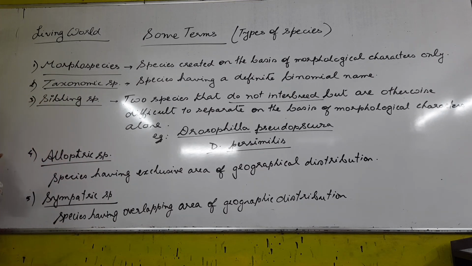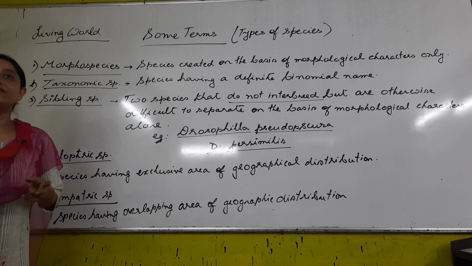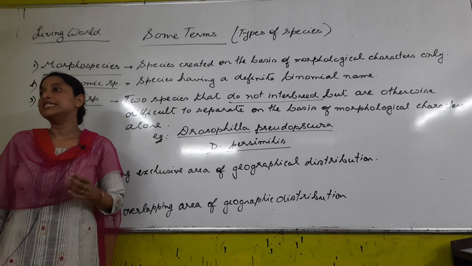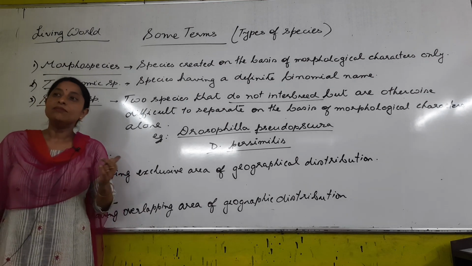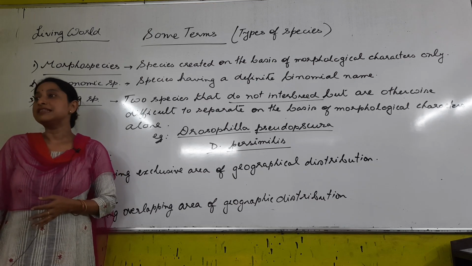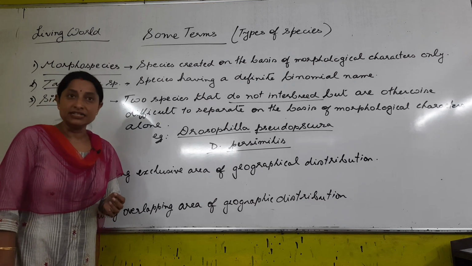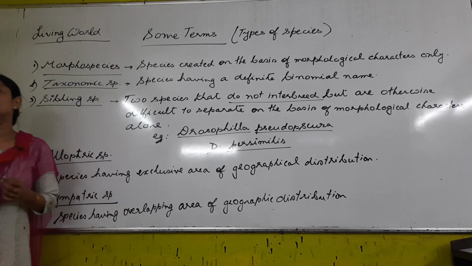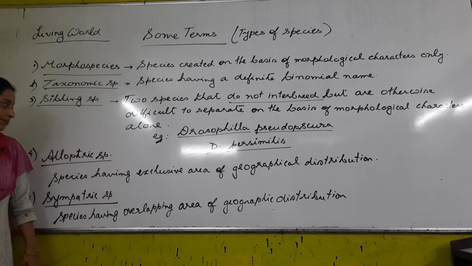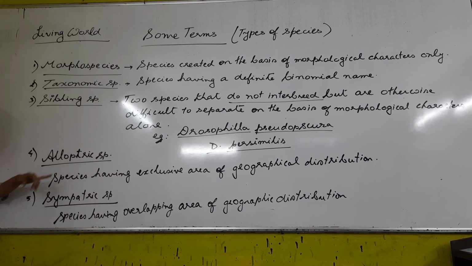If two look the same, generally what we think is that they belong to the same species, so they can interbreed amongst themselves. But in this case, no doubt they look almost the same, but in spite of that, since they do not interbreed amongst themselves, we call them sibling species. Next, allopatric and sympatric.